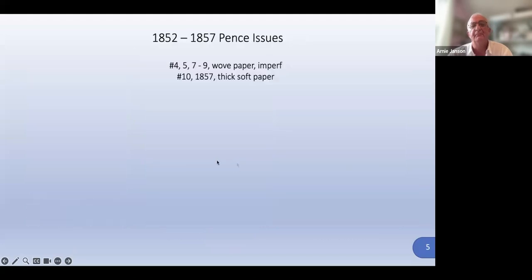So the next issues, we call them the 1852 to 57 Pence issues. Numbers 4, 5, there was no number 6. 7 to 9 on wove paper, and they're imperf. Number 10 was only issued in 1857, right at the end of the period, on a very thick soft paper. It's also very rare.